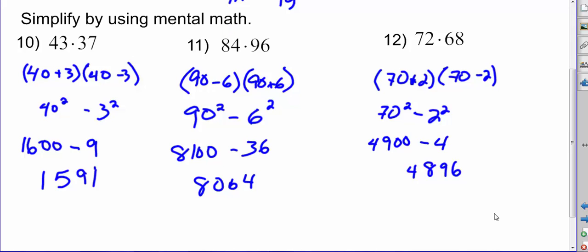Ladies and gentlemen, that is the end of our 8.4 notes, and so hopefully you come to class ready to do a lot of work and calculate things without using a calculator and have a lot of fun.